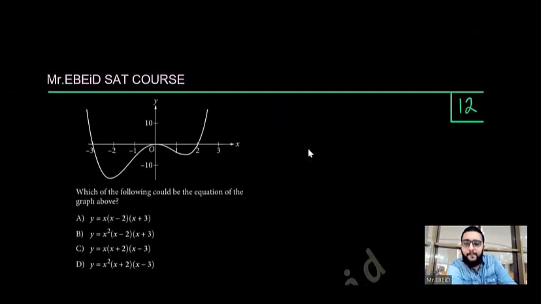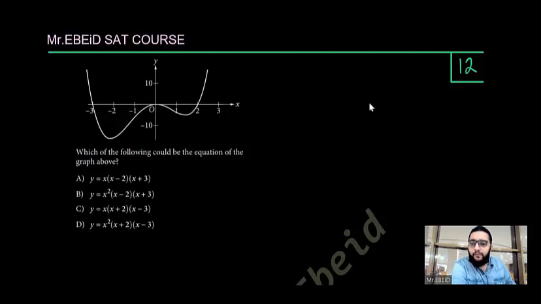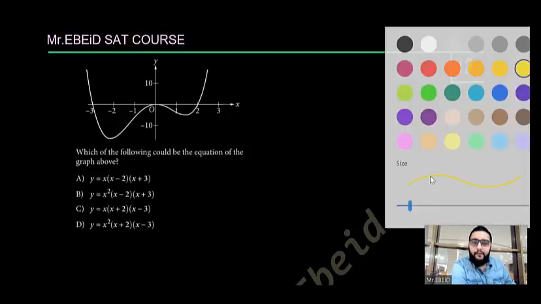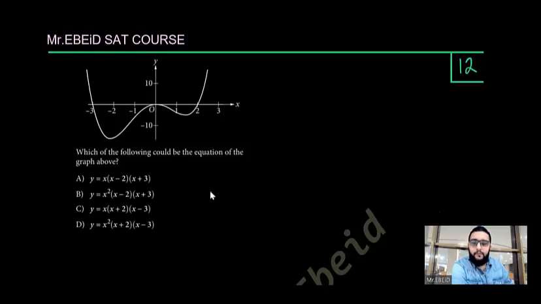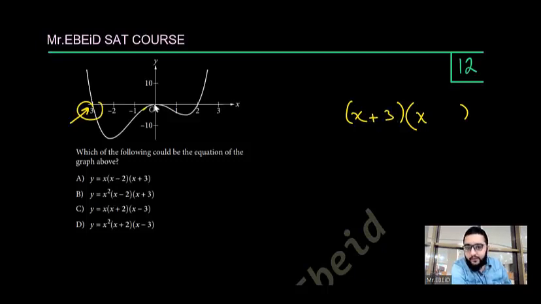Question 12. Which of the following could be the equation of the graph above? We have this graph, so intersect at point -3. So first you have to put two brackets, x and x. So we have here -3, it means put here +3, and this is touch 0, the origin point, so we have x squared here, and also intersect with the point 2, so put -2 here.